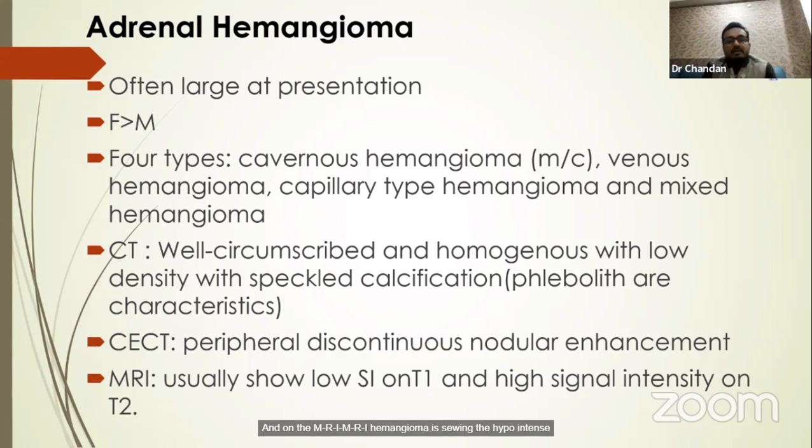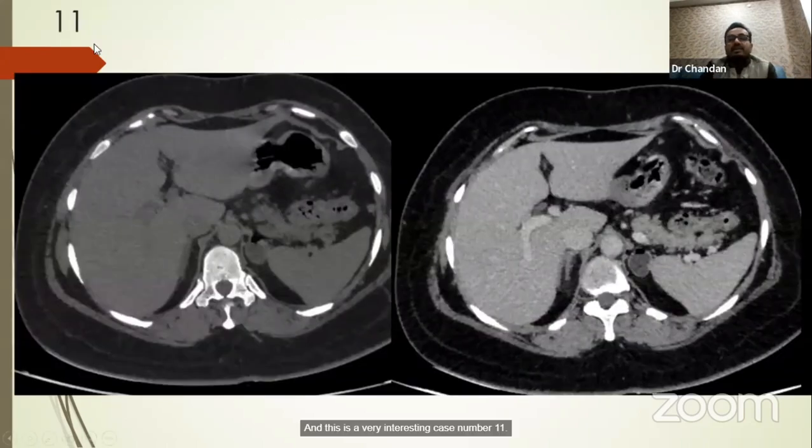And on the MRI, hemangioma is showing hypo-intense signal intensity on T1 and high signal intensity on T2, and showing a similar pattern of enhancement as on CT. And this is a very interesting case, number 11, and this is a non-contrast CT scan.